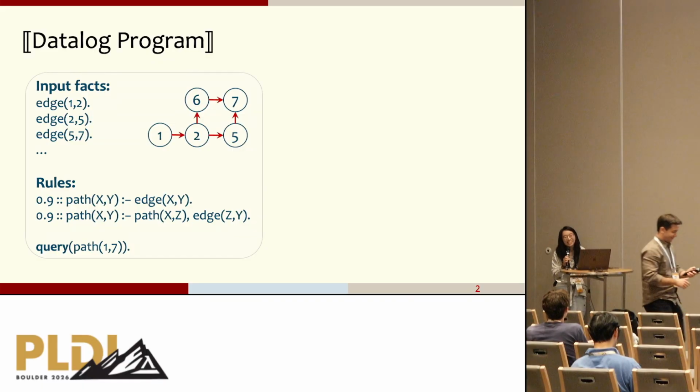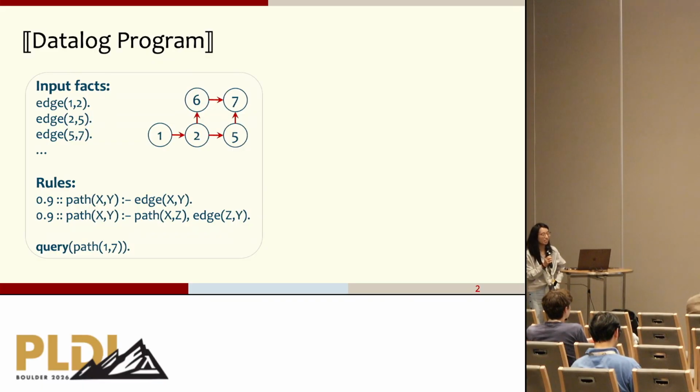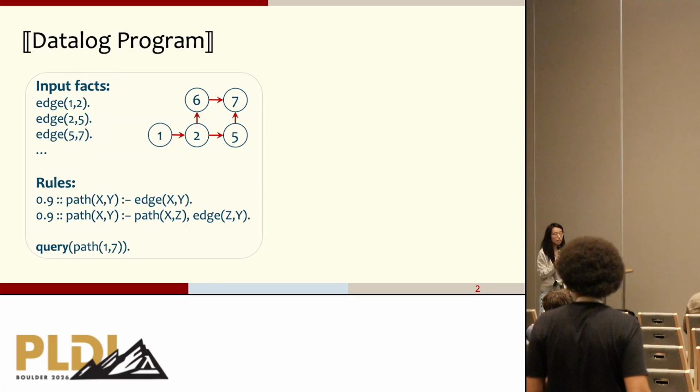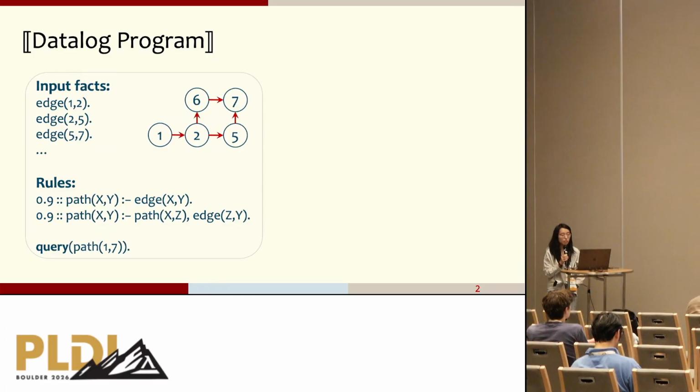Okay. So let's take a quick refresher on Datalog programs. It typically has multiple parts. The input facts are typically representing the known facts. Here, you can use that to represent the edges of a graph. And then the rules specify how a fact can be derived. In the end, you have the queries. This example is for a very simple graph reachability problem.